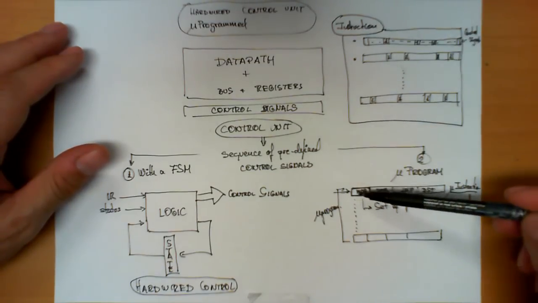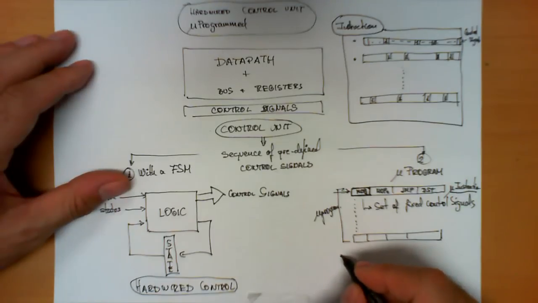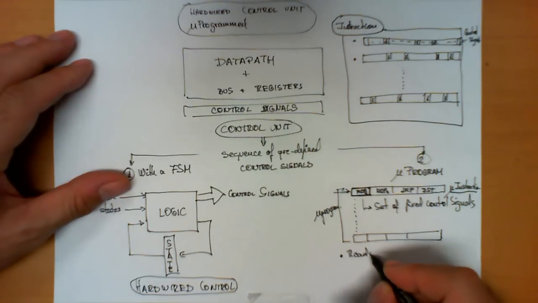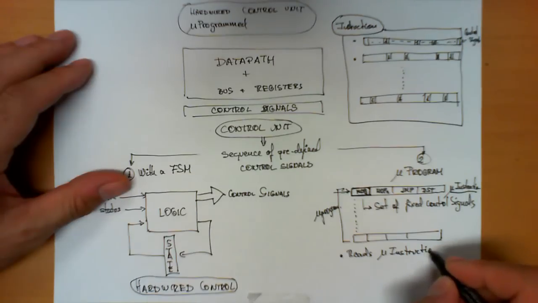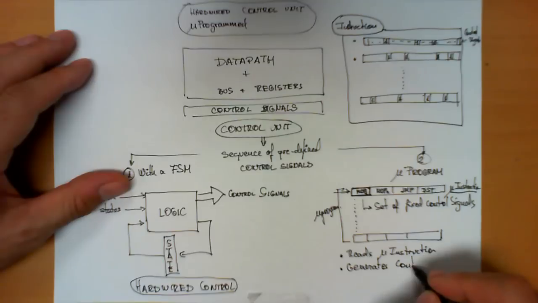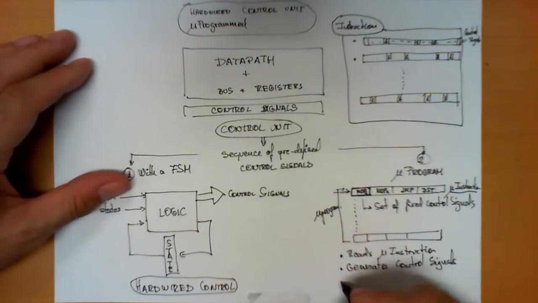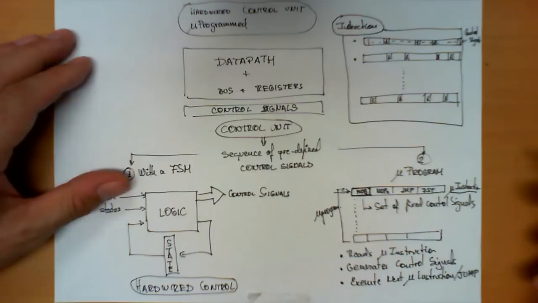And what we have here is a circuit that reads a microinstruction, generates the control signals, and then executes the next microinstruction or jump. So this is another approach to generate the sequence of these arrays of signals.